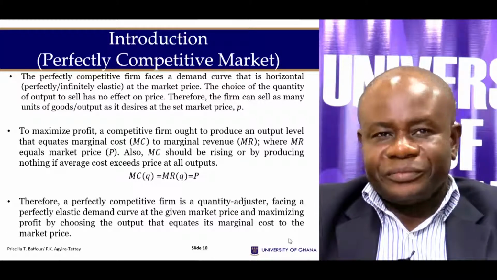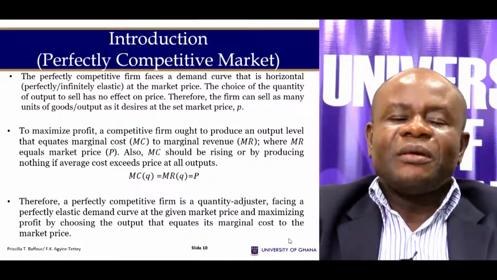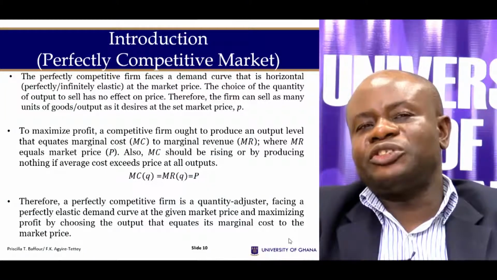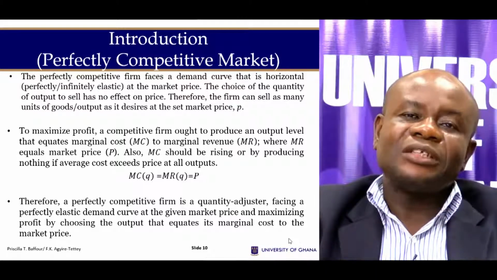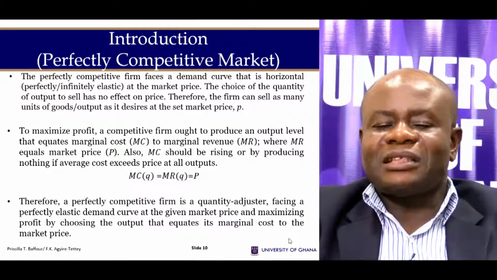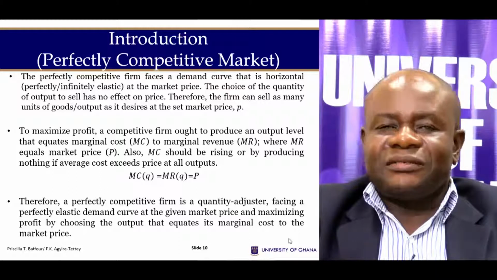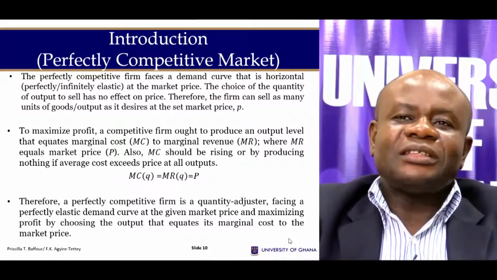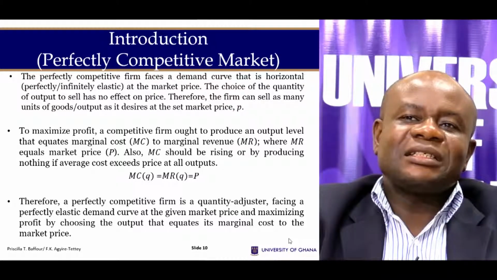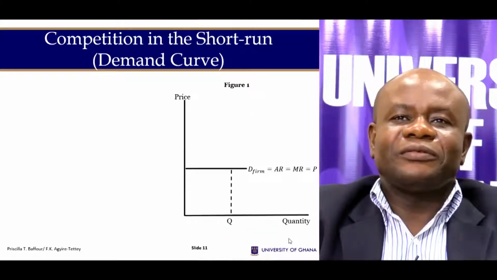at all output levels. So the firm maximizes profit at the point where marginal cost is equal to marginal revenue. But note that the marginal cost must be rising, because we've said that the marginal cost is U-shaped. It falls, reaches a minimum, and starts to rise. So it is on the rising portion of the marginal cost, when it equals the marginal revenue, that the firm maximizes profit. Therefore, a perfectly competitive firm is a quantity adjuster facing a perfectly elastic demand curve at a given market price, and it maximizes profit by choosing the output that equates marginal cost to marginal revenue.